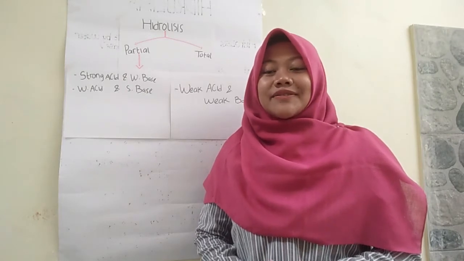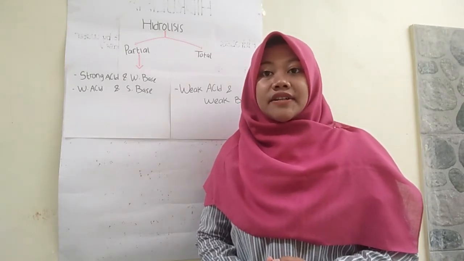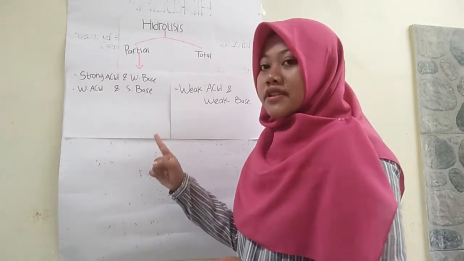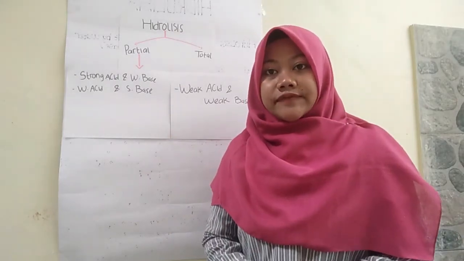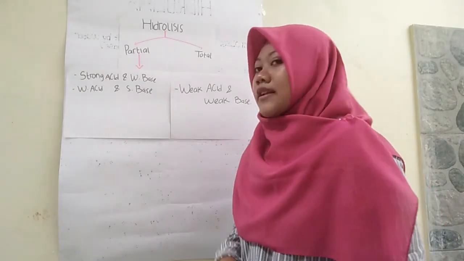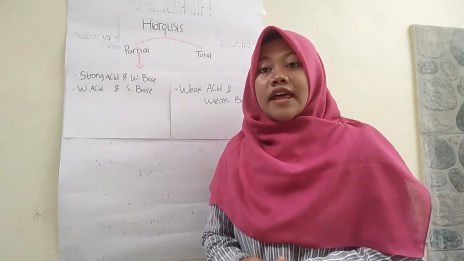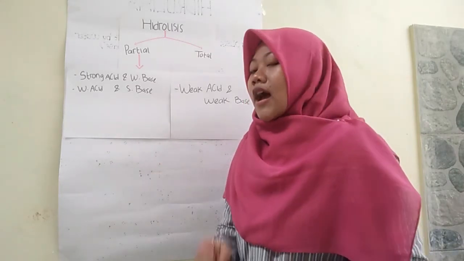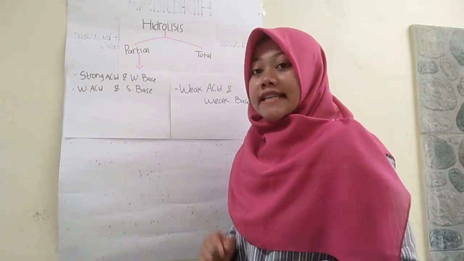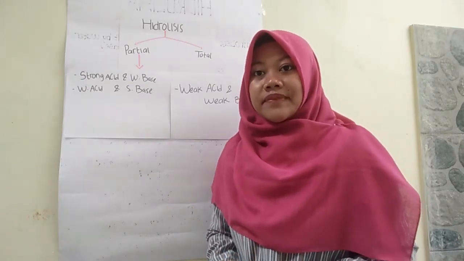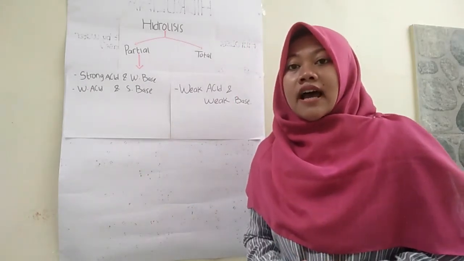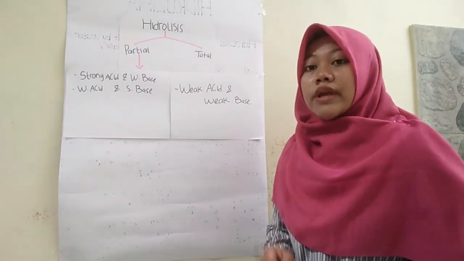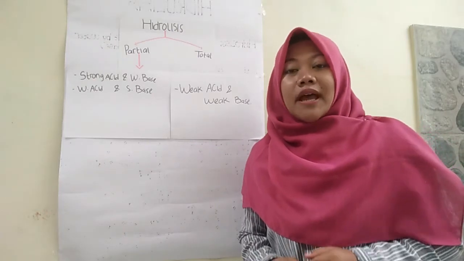So we can divide hydrolysis reactions into two. First is partial and total. Partial is a solution from strong acid and weak base, or weak acid and strong base. And if the hydrolysis reaction is total, it is from weak acid and weak base.